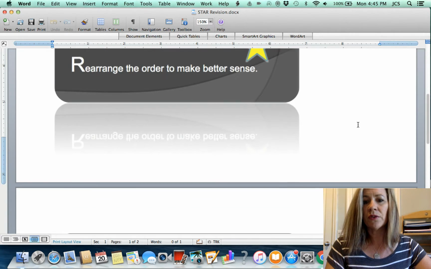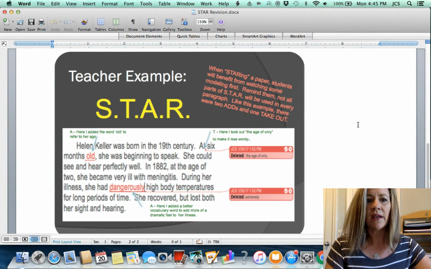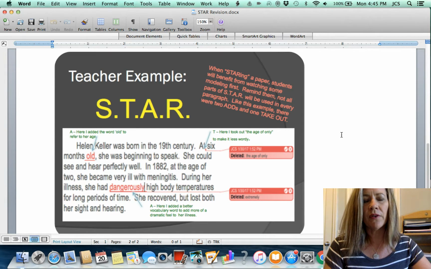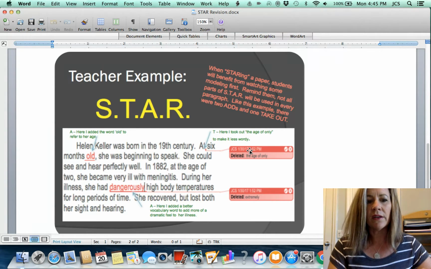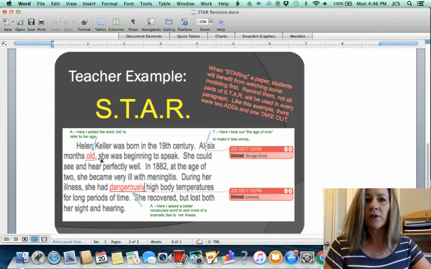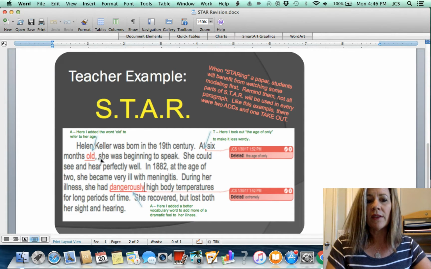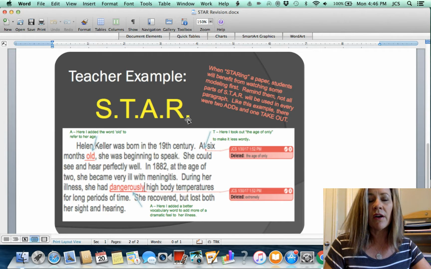And I'm going to scroll here to the next slide. So here's a teacher example. We had been working on a biography, and so this was a paragraph about Helen Keller. And in the rough draft form, which was a good start, one of the things I always want to remind students is good can always be better. And so to make it better, the first technique we're going to do is to S.T.A.R our paper.